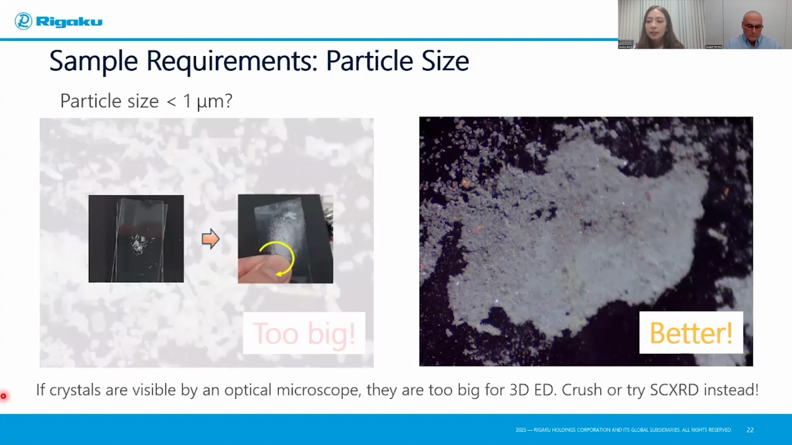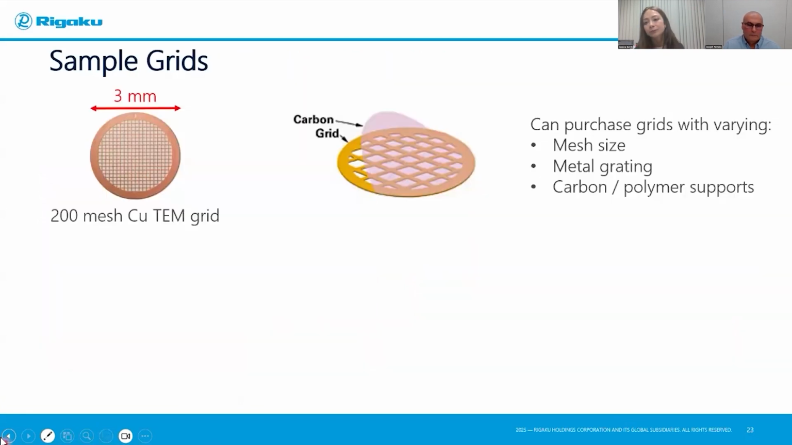A really straightforward way to do this is to put some powder material between two glass slides and rub those together to mill the particles down to a smaller size, so that it looks like something here on the right. The particles that we're actually going to be analyzing with electron diffraction are really too small to see by optical microscopy, so you really want to see a fine powder when you take a look at those on the optical microscope.